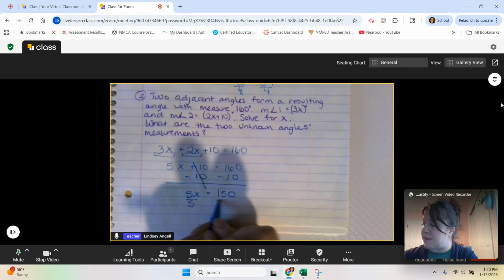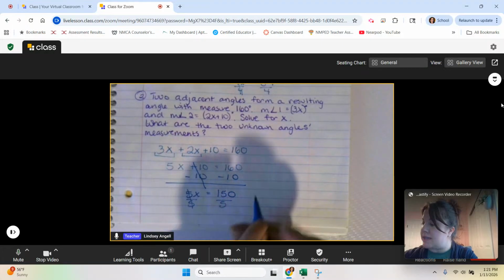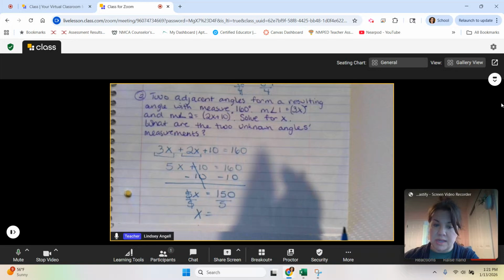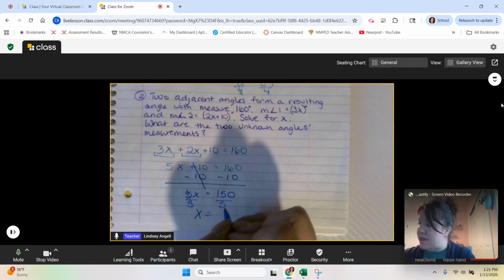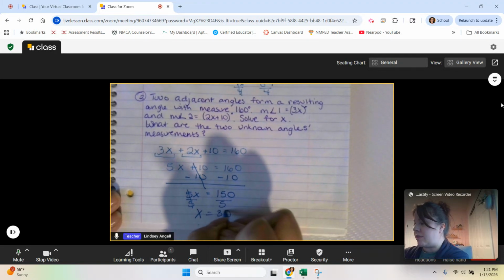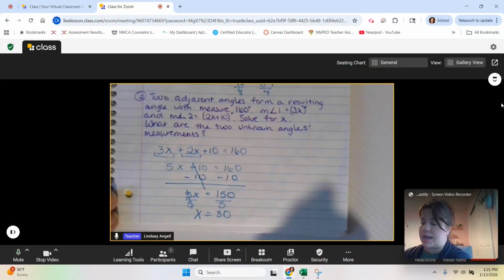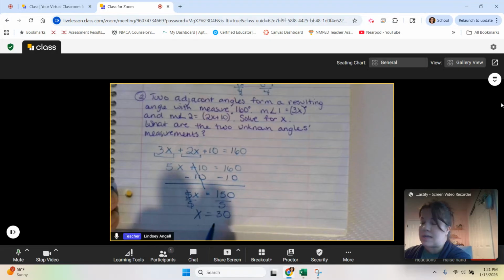Divide both sides by 5. They'll cancel on the left, giving us x. And then 150 divided by 5, that's going to give us 30. Make sure to check your work along the way if you're hesitant. But this is not my final answer.